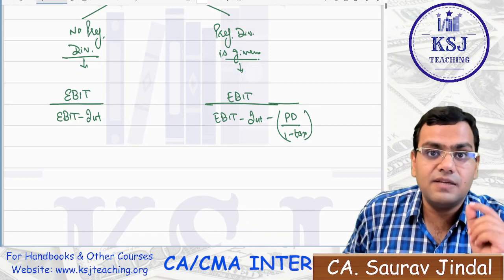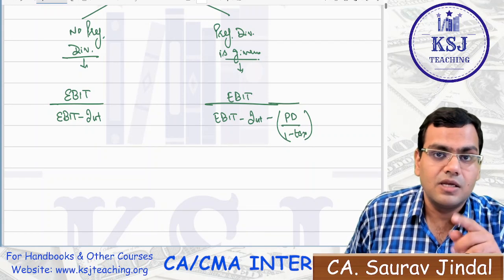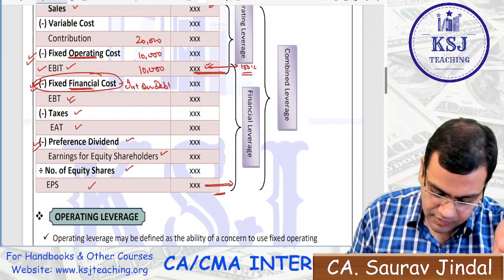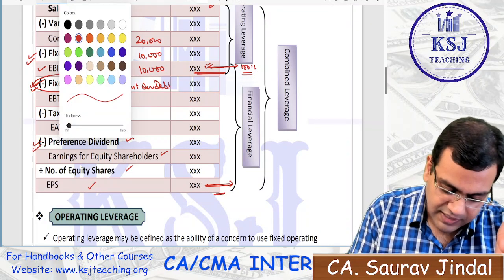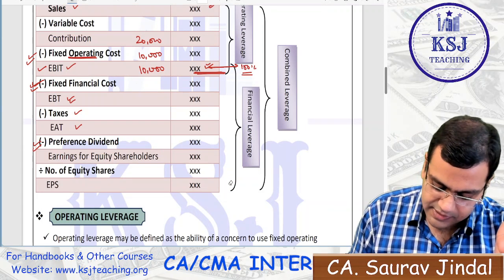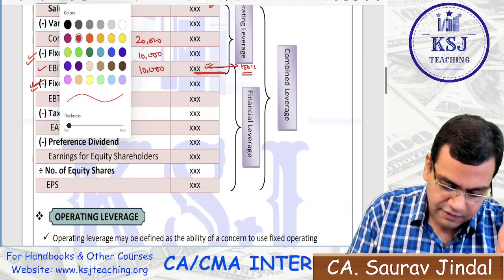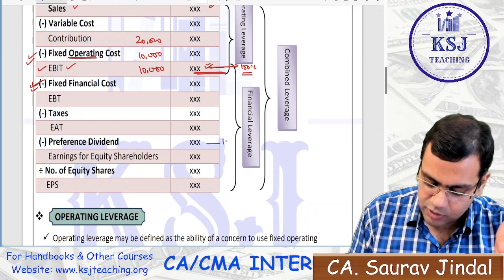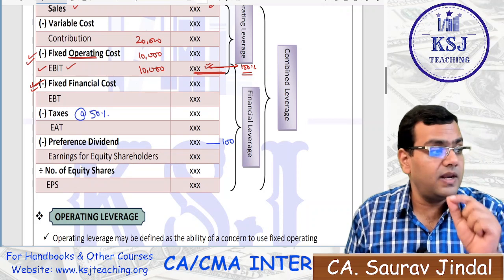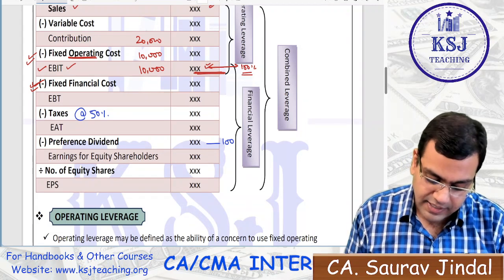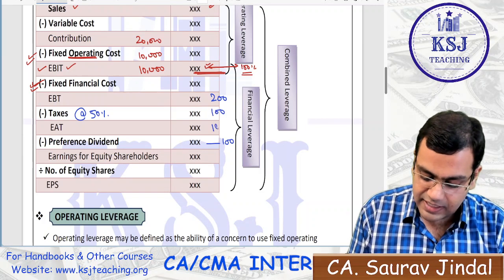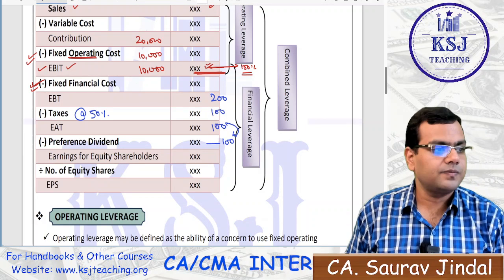Because, sir, preference dividend is paid after paying off the taxes. So you need to earn more than the preference dividend. For example, if you have to pay a preference dividend of, let's say, 100 rupees, and the taxes are at the rate of 50%, you will have to earn at least 200 rupees, so that you pay taxes 100, EAT is 100, and you pay preference dividend out of this, right?